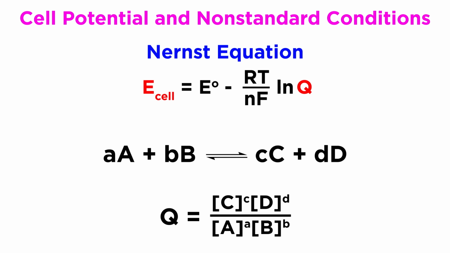What this tells us is that the cell potential depends on the reaction quotient of the reaction. As the forward reaction proceeds and reactants are consumed, products will form, and the reaction quotient will increase. As a result, the cell potential will gradually decrease until equilibrium is reached.